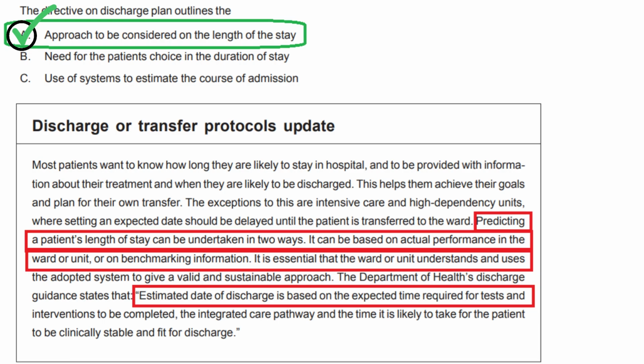Option C, use of systems to estimate the course of admission, is also incorrect. While the paragraph mentions the use of systems to estimate the length of stay, it does not specifically refer to the course of admission. It discusses predicting a patient's length of stay based on actual performance or benchmarking information. The focus is on estimating the duration of the stay rather than the course of admission.